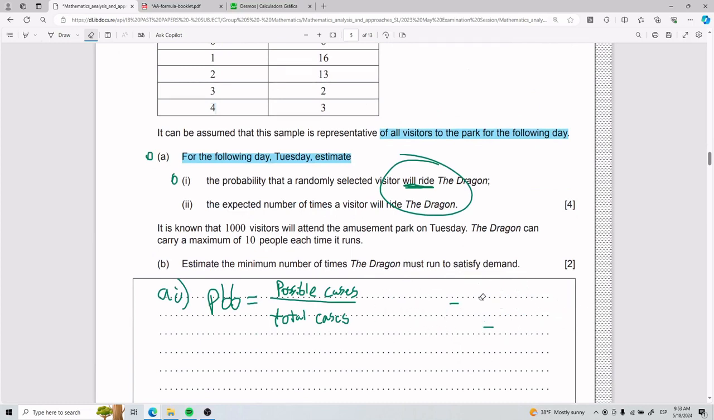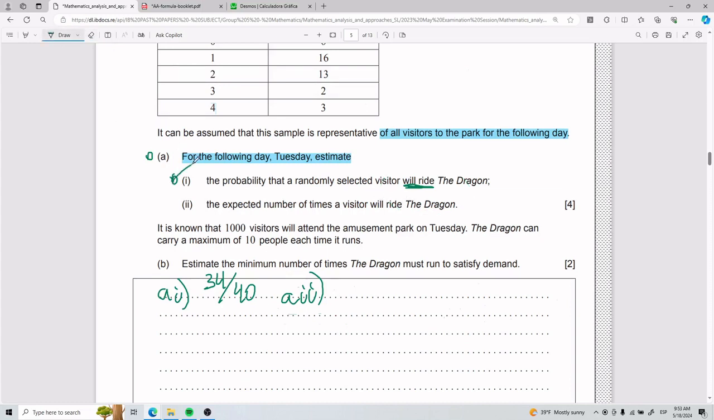So let me make a little bit of space over here and write that real quick. The answer for part A(i) is 34 over 40. For part A(ii), we need to find the expected number of times a visitor will ride the Dragon. And so here we enter what we call expected values. The big buzzword here is expected.